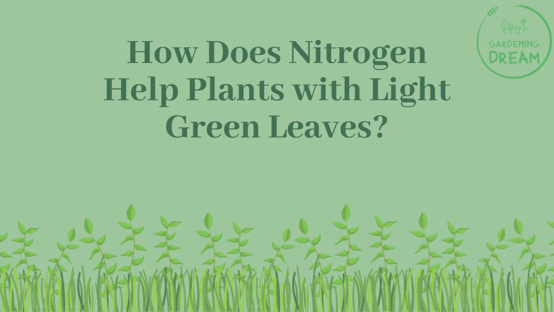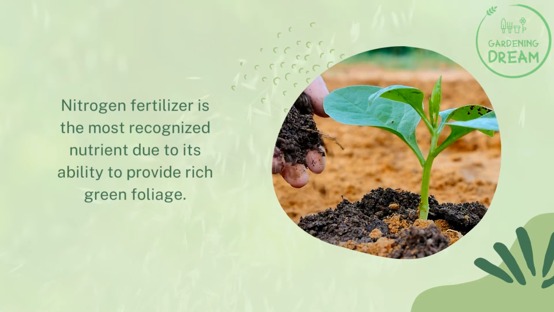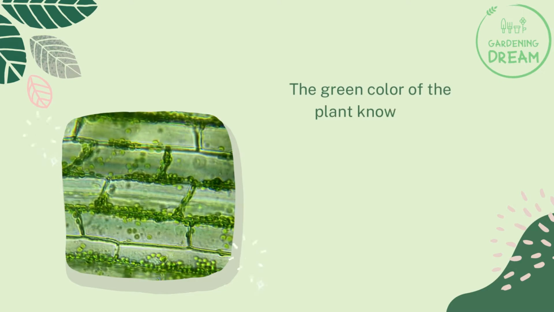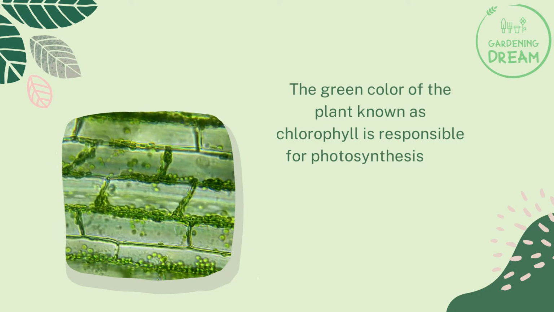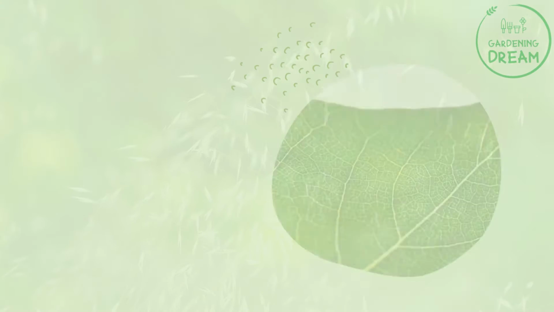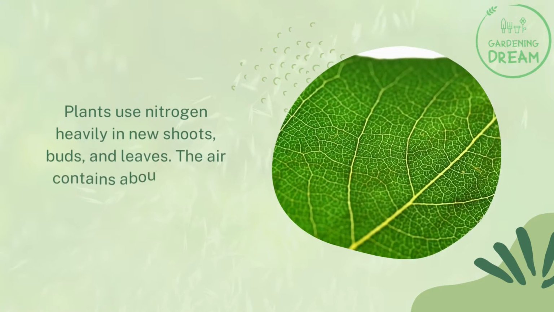How does nitrogen help plants with light green leaves? Nitrogen fertilizer is the most recognized nutrient due to its ability to provide rich green foliage. The green color of the plant, known as chlorophyll, is responsible for photosynthesis, and nitrogen is largely needed in this process. Plants use nitrogen heavily in new shoots, buds, and leaves.